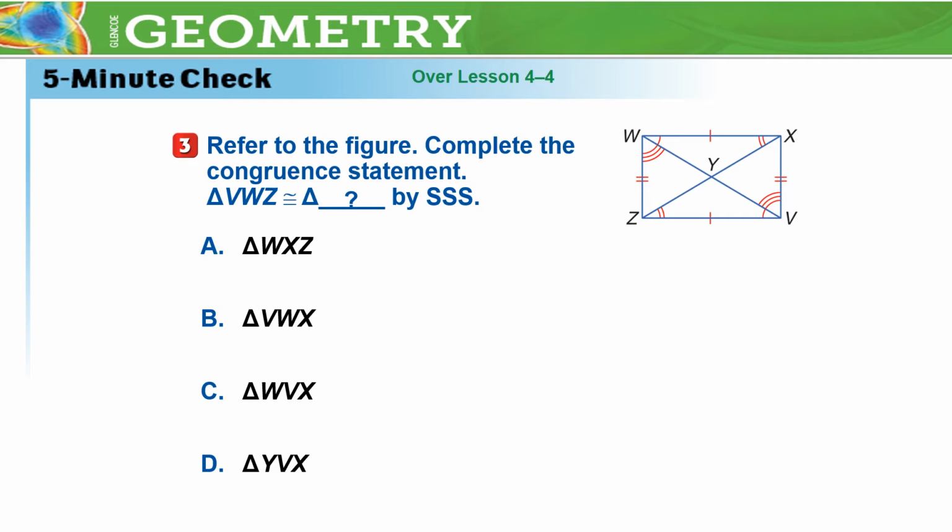Number 3, by using side, we want to write triangle VWZ is congruent to which triangle? VW equals VW, another triangle. WZ equals VX. Then you have to write WVX by using side. The order is very important in a congruency statement, as you know.